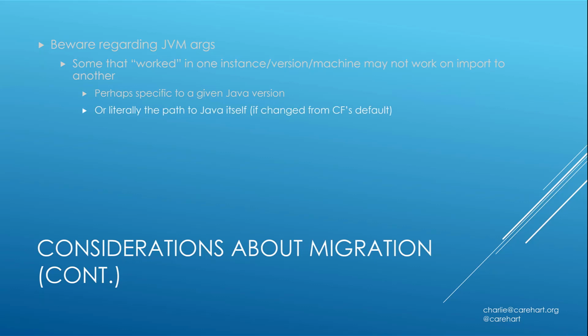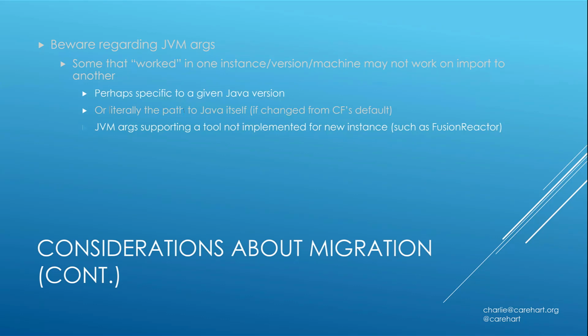Or there might literally be a path, like in your JVM settings you might point to a specific Java version that you've modified from CF's default Java version. That's great. It's good to do for security. Well, when you bring the Java args from server A, where you had Java 8 251, to server B, where you have not yet implemented Java 8 251, the Java home argument in the JVM config is going to point to a JVM that isn't there. And guess what? CF's not going to start. So we'll get back to that in a second.